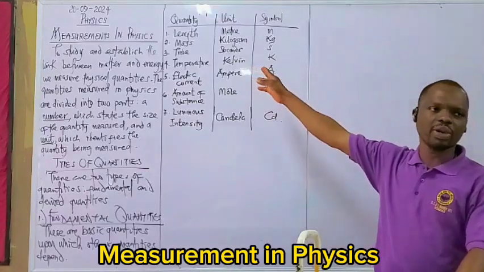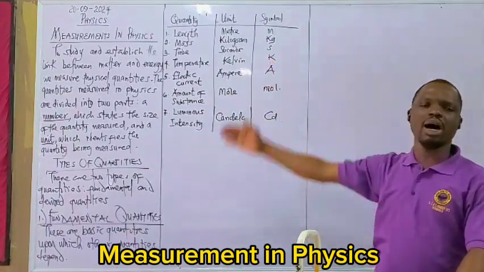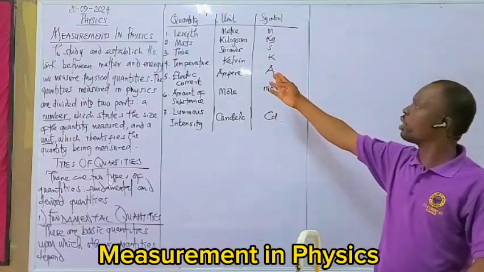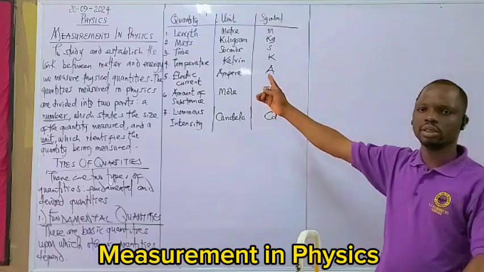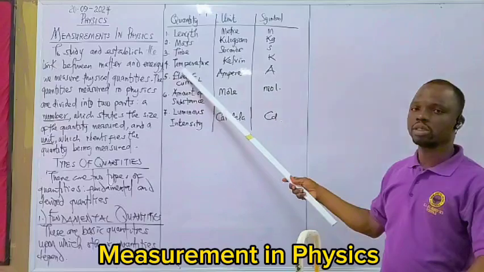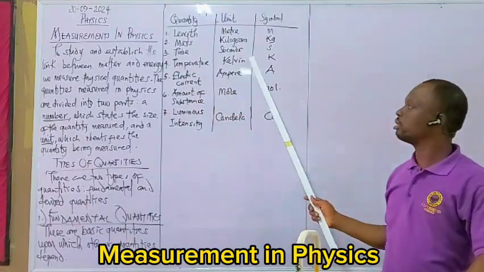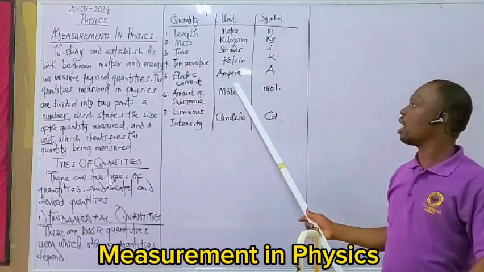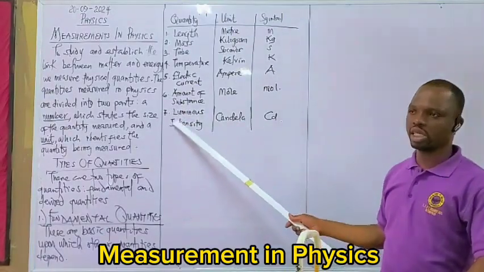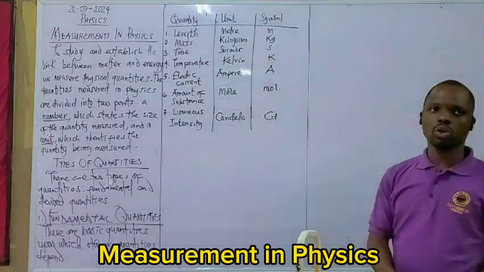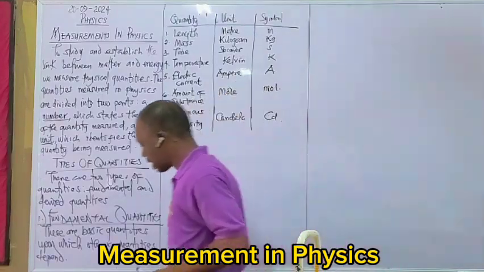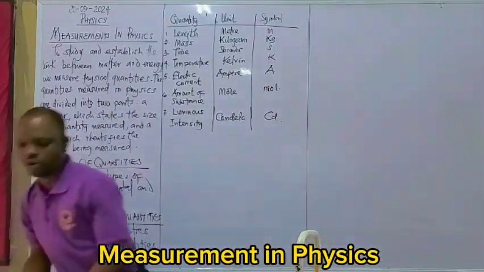Everybody should talk. Stop writing. What's the mass? Mass, number 2, what's the unit? Kilogram. The third one? Time. The unit is what? Seconds. 4. Temperature. Kelvin. Electric current. Ampere. Amount of substance. Mole. Luminous intensity. Candela. So these are the fundamental quantities and their respective units.